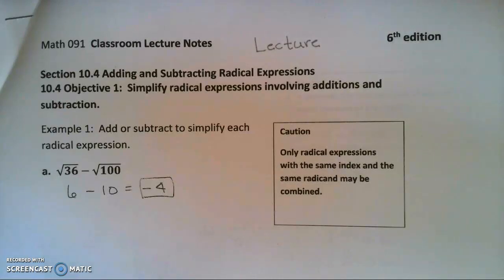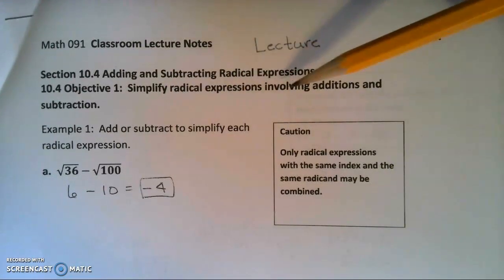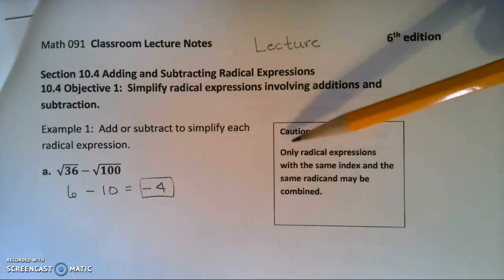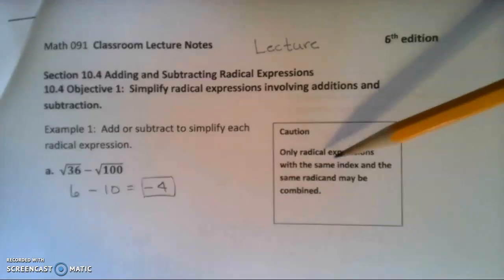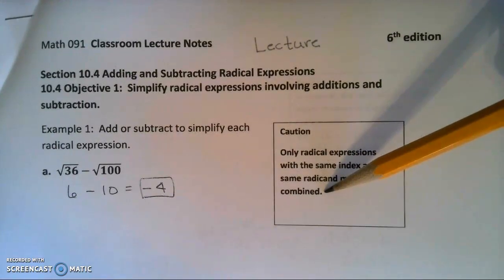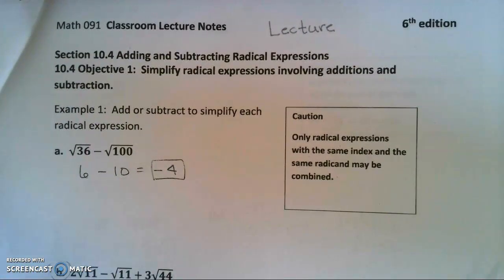Okay, this is 10.4 Objective 1. In this section, what we're going to do is first simplify the radical expressions and then add common ones. I want you to look at this part right here. It says only radical expressions with the same index and the same radicand can be combined, which means added or subtracted.